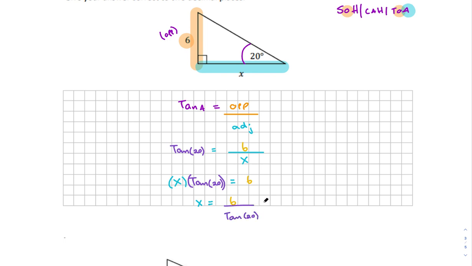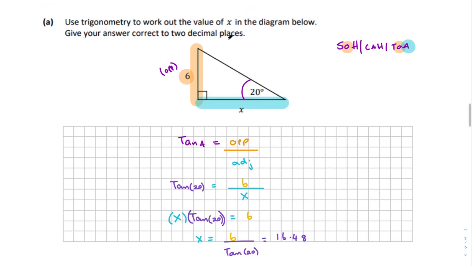Then it's just a matter of putting all that into your calculator and making sure your calculator's in the right format. You do 6 divided by tan of 20, and what I'm getting is 16.48, because they asked for it to 2 decimal places.